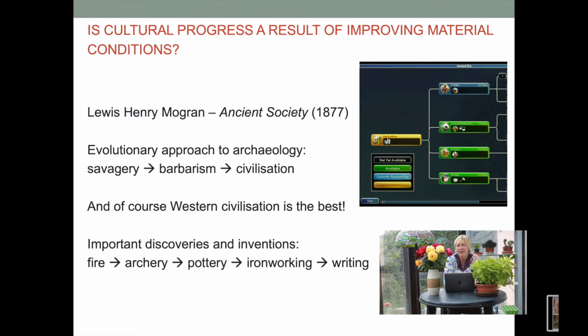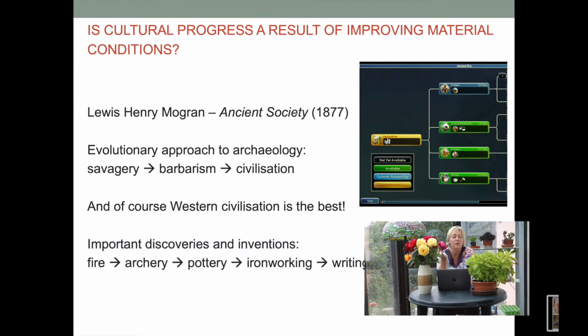So the game seems to promote this simple evolutionary approach to human culture. So simple discoveries lead to development of more advanced things, like writing. So it goes beyond the material conditions. You can have the whole written culture, but what about those cave paintings?